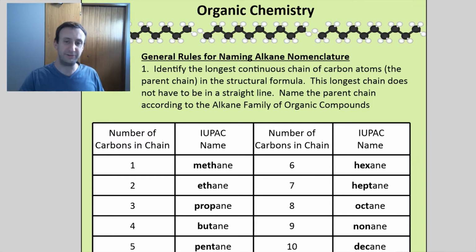This decides your base name. So depending on how many carbons you have, that will tell you what your base name is for the hydrocarbon. If you have one carbon in that parent chain, it's meth. If you have two, eth. Three, prop. Four, but, etc. Nine is non, right? That kind of thing. So that will tell you your base name for the alkane.